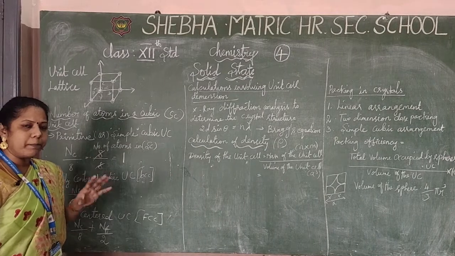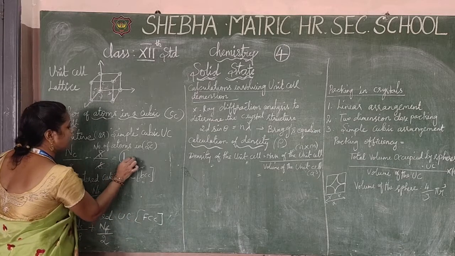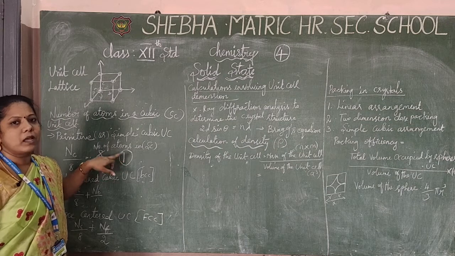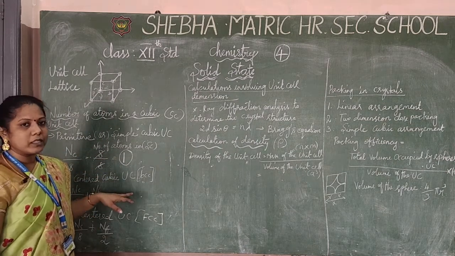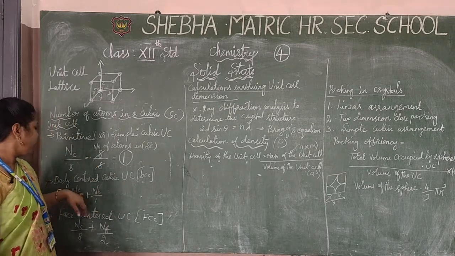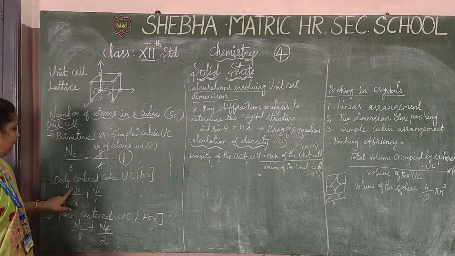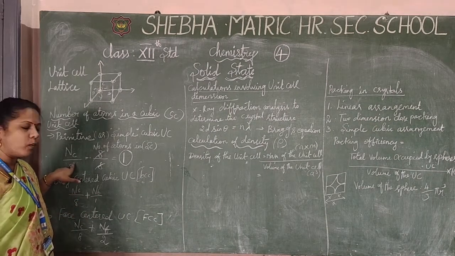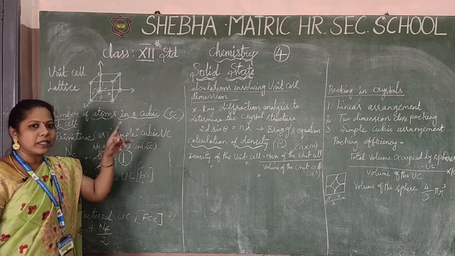So the total number of atoms in the simple cubic unit cell is 1. Keep this in mind carefully: the simple cubic unit cell has a total of 1 atom. Then go for the body centered cubic unit cell, that is BCC. BCC also has the formula NC by 8 plus NB by 1. NC you already know from the simple cubic unit cell, the total number of atoms at the corners.